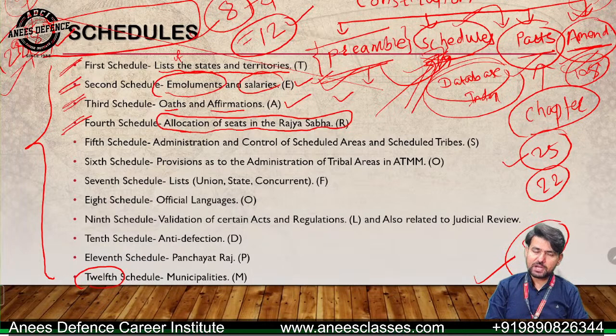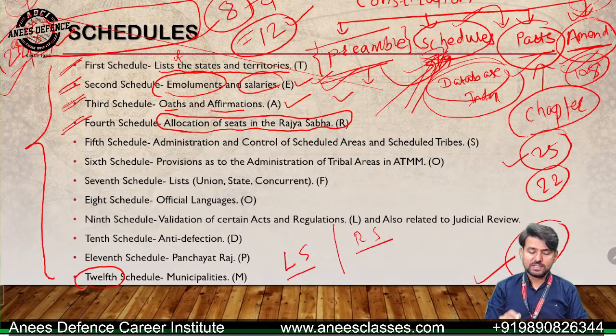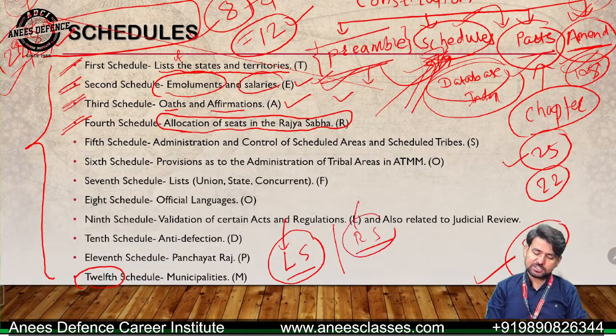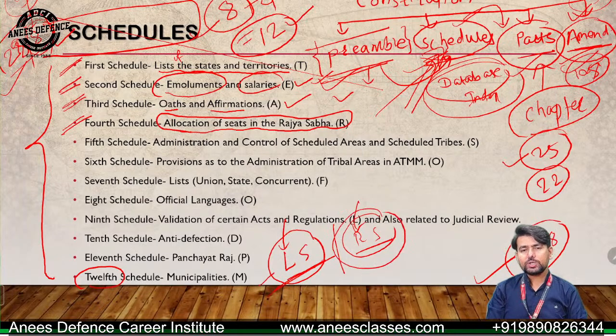There are 2 houses in the Parliament. One is the Lok Sabha and the other is the Rajya Sabha. The name itself suggests that the Lok Sabha represents the Lok, that means the people, and the Rajya Sabha represents the Rajya, that means the states. The Lok Sabha is a representative body of the people of India, and the Rajya Sabha is a representative body of the entire states of the country.